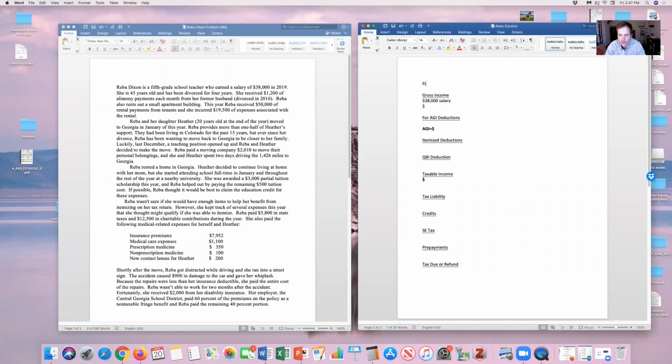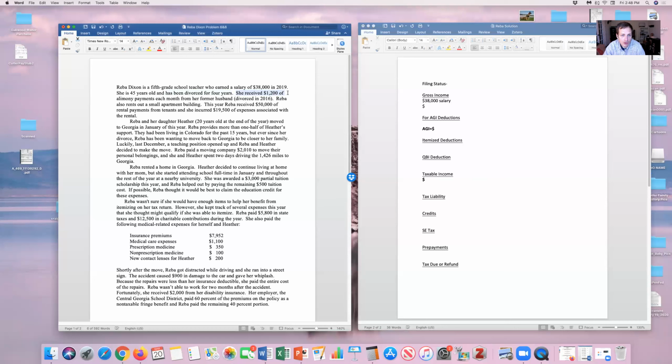So filing status, we don't know yet. We know she's not going to be married filing jointly or married filing separately. We'll need to find out about dependents before we know if she is a head of household or single.